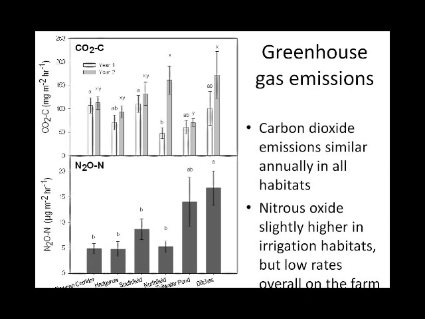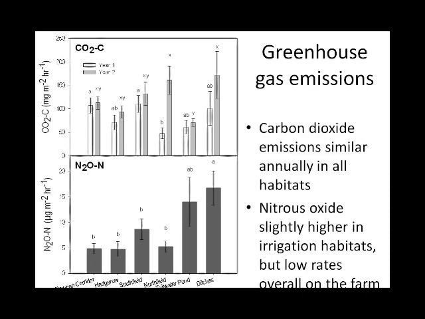We also measured greenhouse gas emissions on a frequent basis in all the different habitats. And what we found was that carbon dioxide emissions were pretty similar annually in all the habitats. So we've got year 1 in white bars versus year 2 in gray bars. The importance of this data is to show that annually, even though they have different water regimes which can affect greenhouse gas emissions, the riparian corridor wasn't any higher than the rest of the sites.